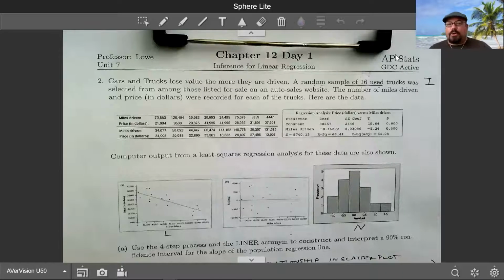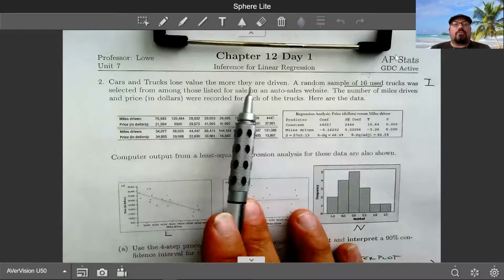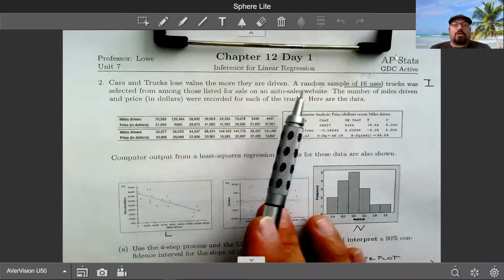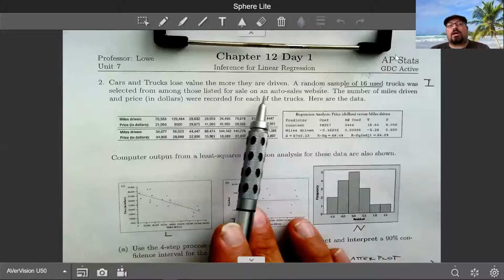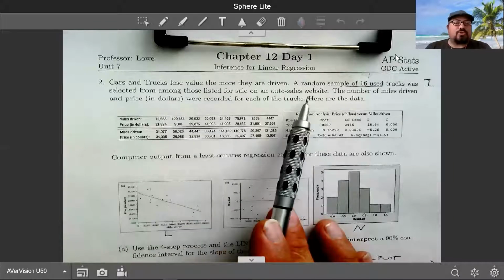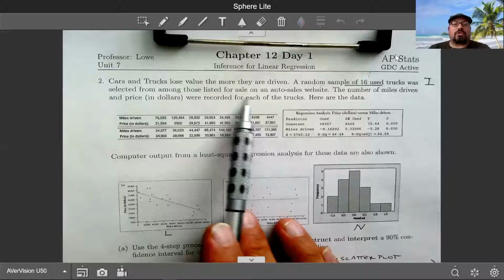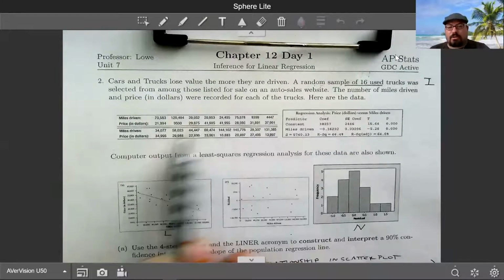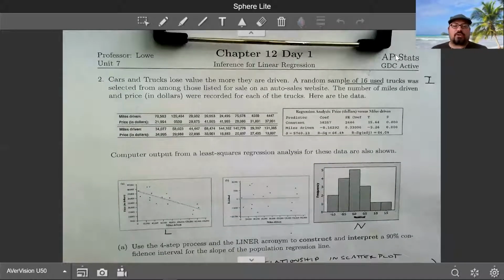Okay, so in our second example, and you can find this in the textbook, just kind of put the things together. I want you to check this out. We would say that cars and trucks lose value the more they are driven. A random sample of 16 trucks was selected among those listed on an auto sales website. The number of miles driven and price in dollars were recorded for each of the trucks. Here are the data, right? Computer output from a least squares regression analysis is also shown.